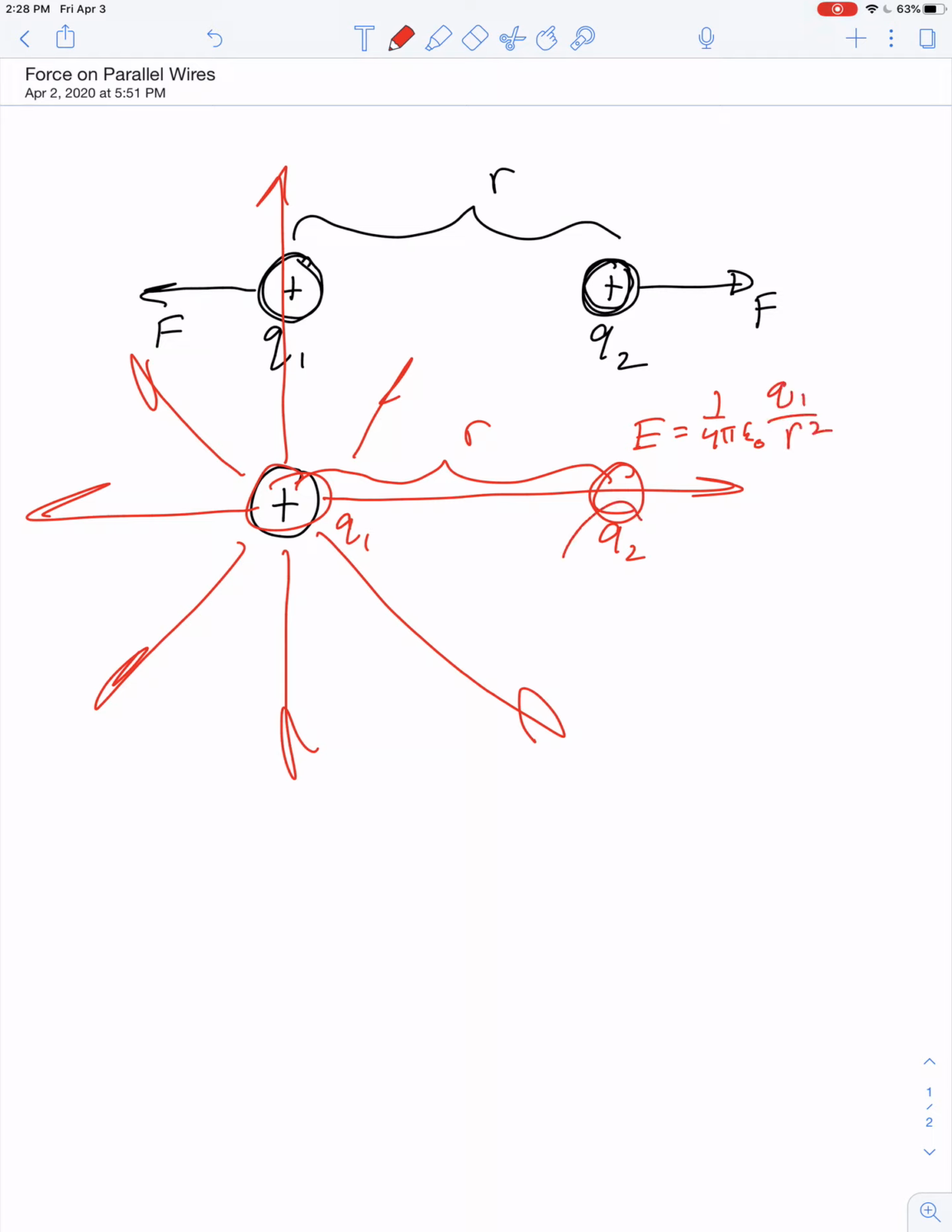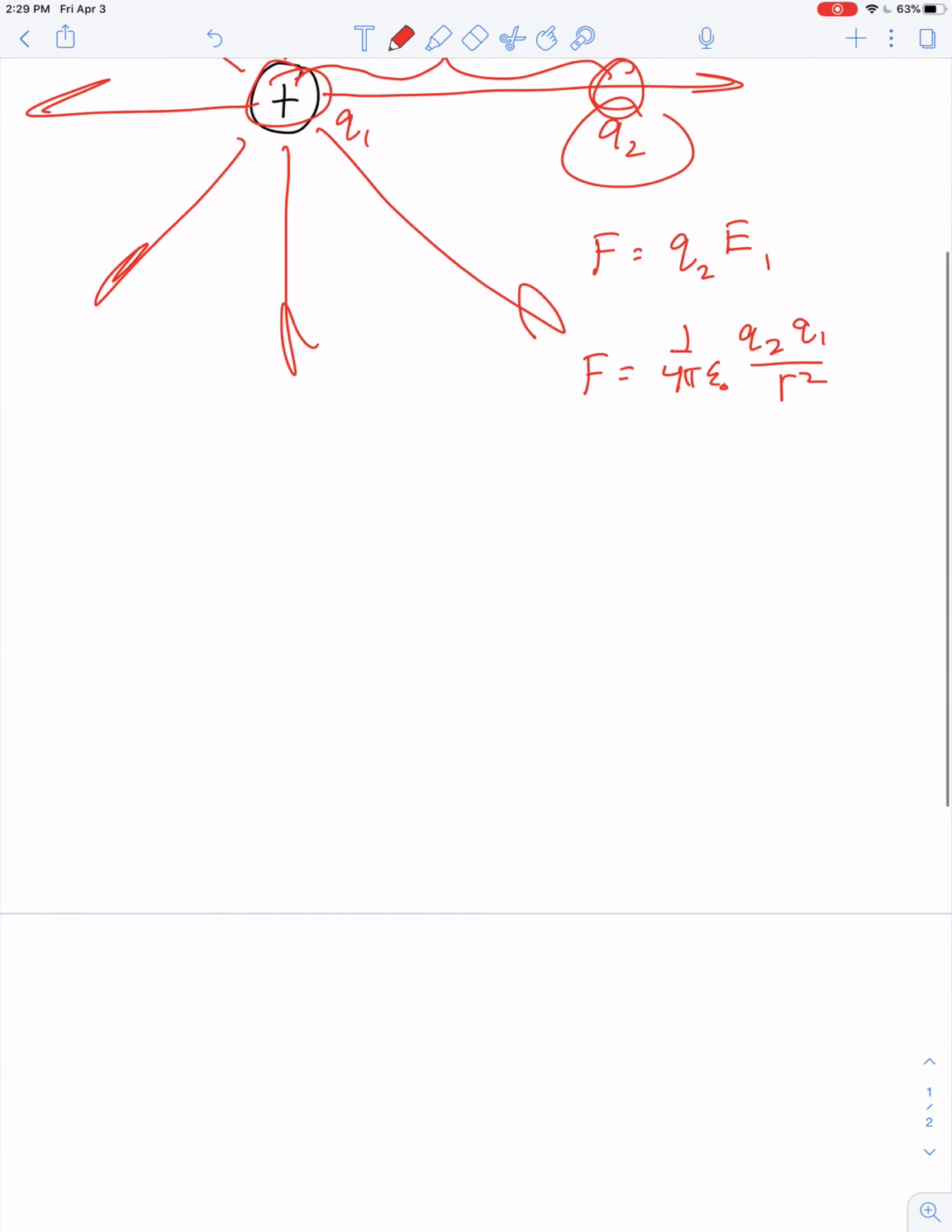So then the force experienced by charge number 2 would be equal to charge number 2 times the electric field made by charge number 1, and this would come out to 1 over 4 pi epsilon naught times Q2 times Q1 over r squared. But after some more thought, I realized I might have it wrong.